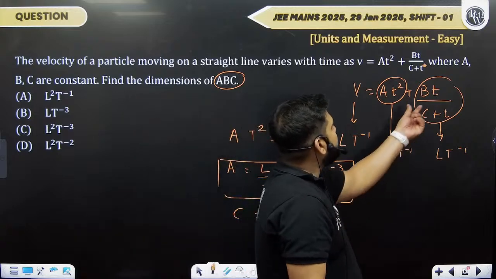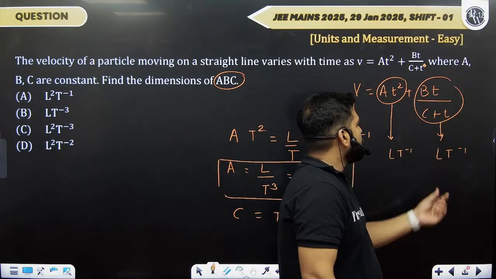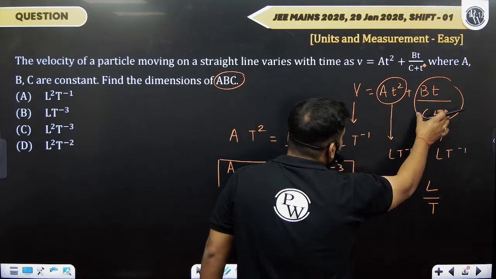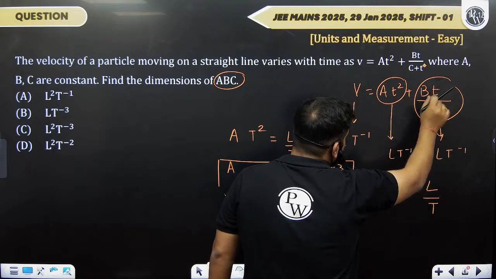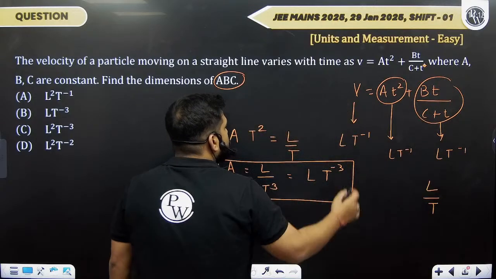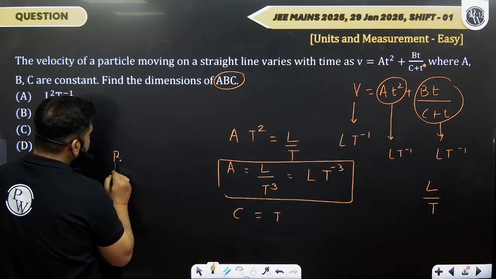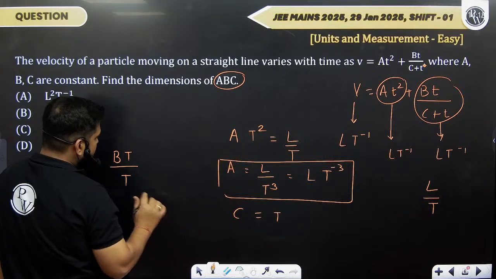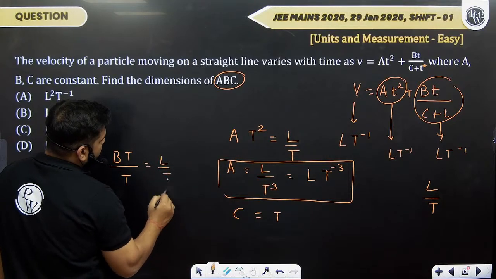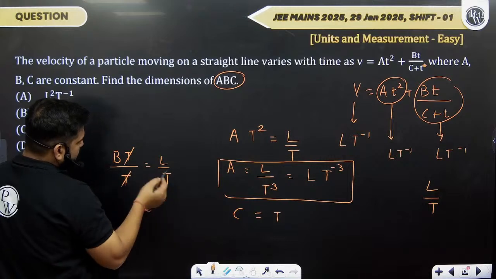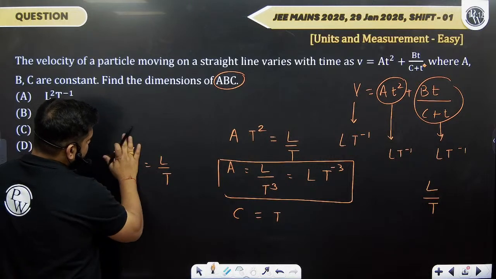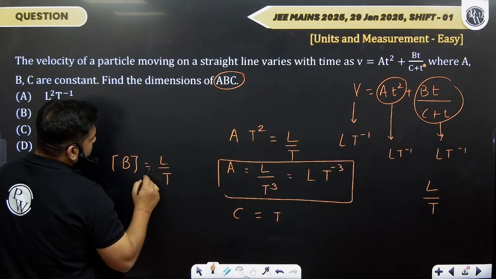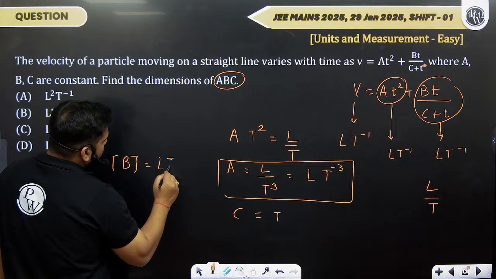Now what about BT? This overall thing must have a dimension of L by T. And if in the denominator we already have T and you have one T over here, the T and T will get cancelled out, isn't it? So if you see that term, BT by T, because C plus T has a dimension of T only, should be equal to L by T. So T and T just simply go off, and we have the dimension of B as L T or L T to the power minus 1.